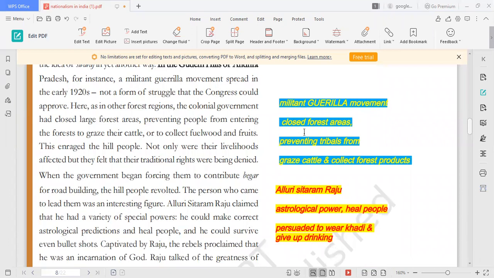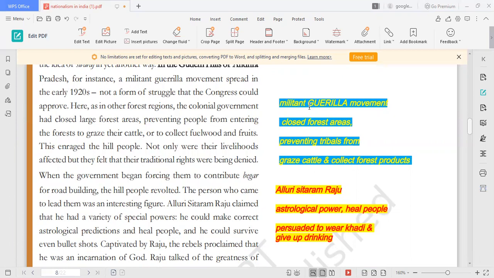These forest acts prevented the tribals from collecting forest products and grazing their cattle, and the movement of the people also had been restricted. This created widespread anger in the minds of the tribals. Tribals were innocent people, but if they get angry, they will go to any extreme to attack the people. So they used guerrilla warfare. What is guerrilla warfare? Hide and attack.